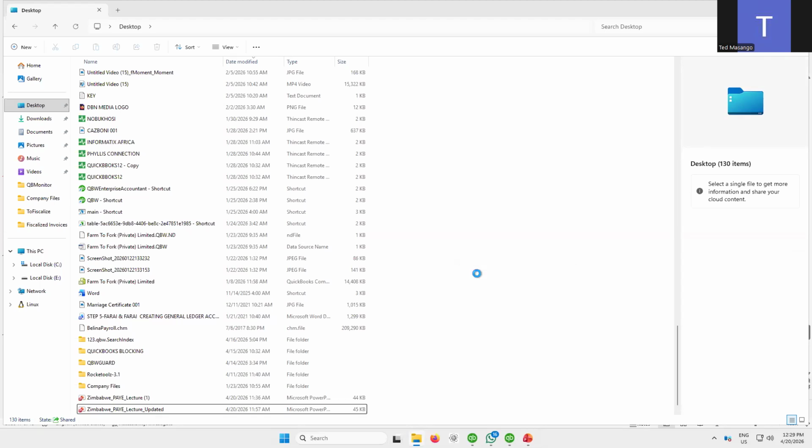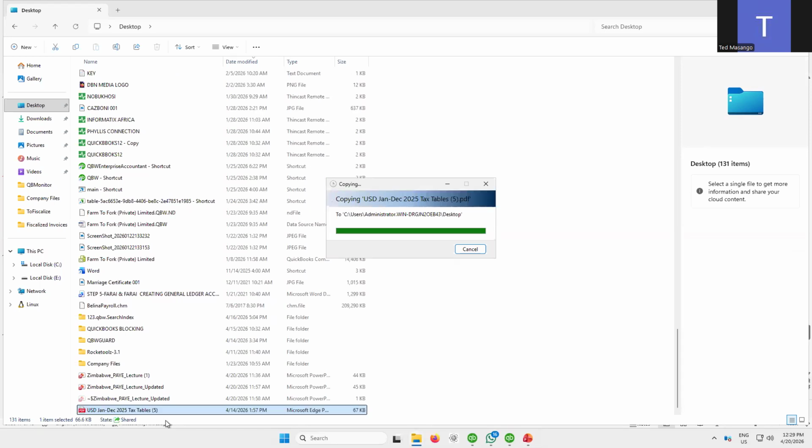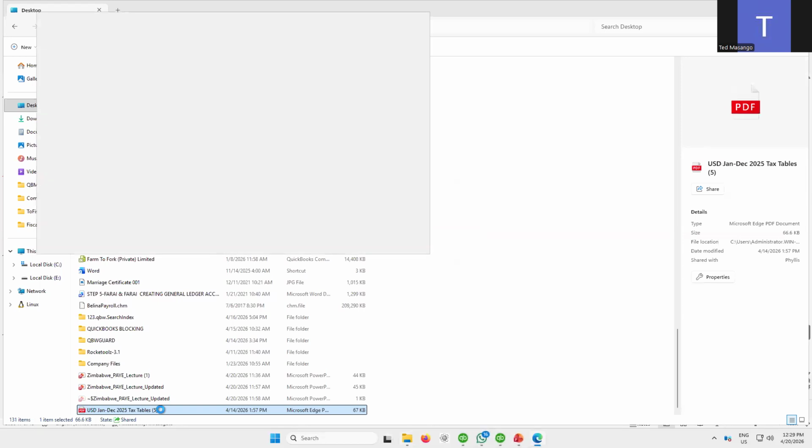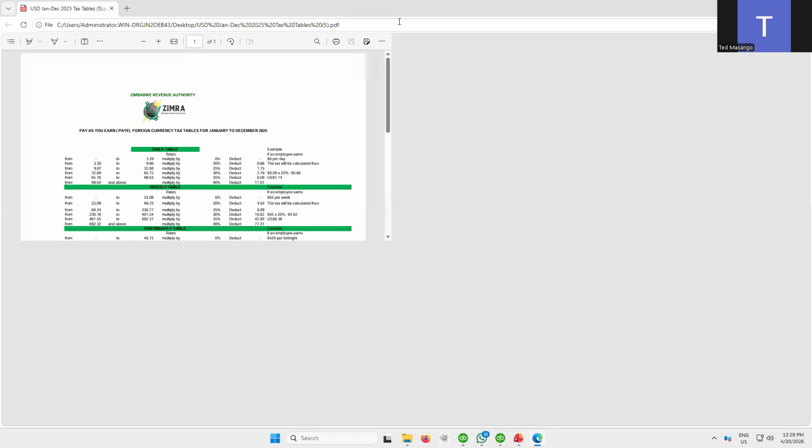I just want to show the actual tax table. I'm just sharing this one for USD for year 2025. I'll try to provide the tax tables for 2026. So the tax table, if you are computing manually, is divided.